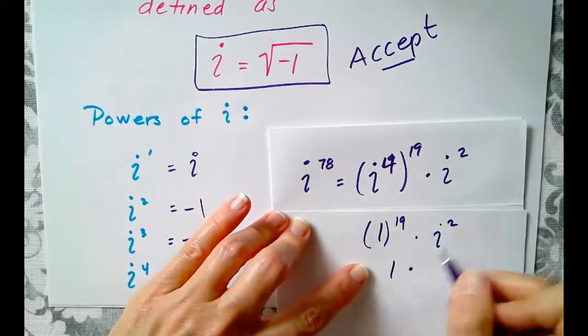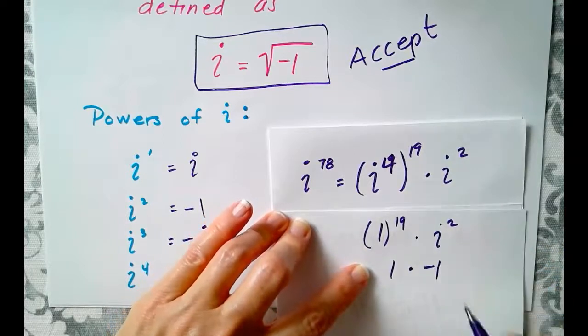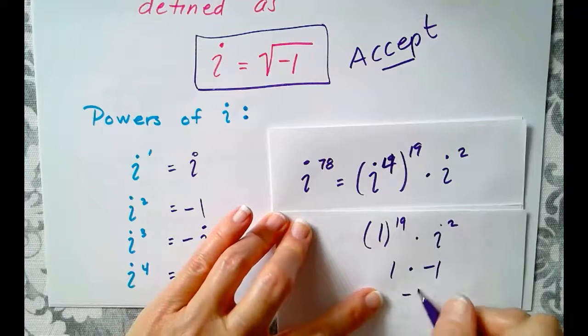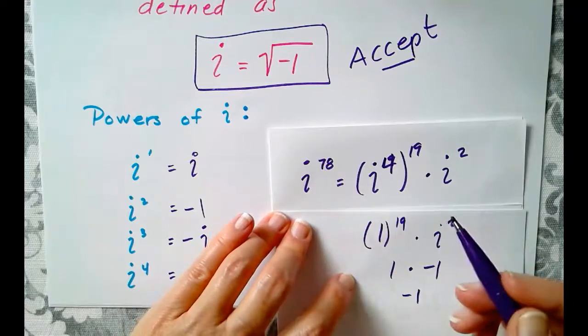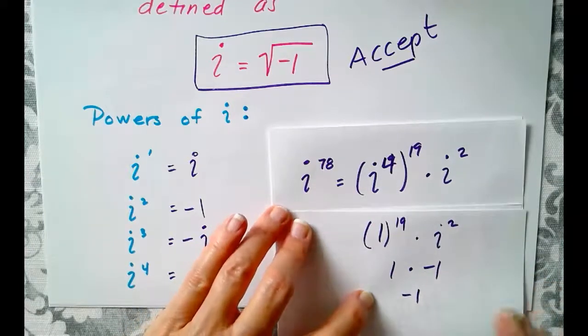We have 1 times i squared. i squared is -1. So we end up here with really -1. So i to the 78th power is equal to -1.